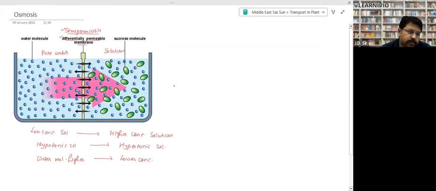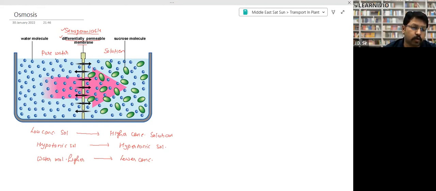Now, what is osmosis? Look. This is a semi-permeable membrane. Between two chambers, there is a membrane that is called a semi-permeable membrane, or differentially permeable membrane. It allows the passage of certain kinds of substances through it. Basically, it allows only the movement of water through it, because water molecules are very tiny, very small, and not the larger molecules like sugar, right?